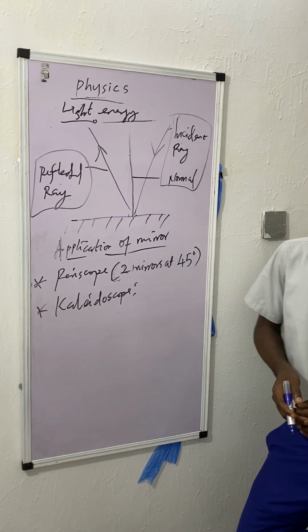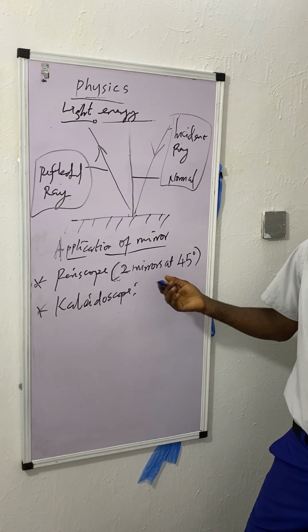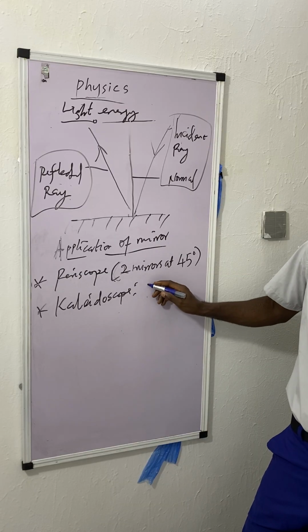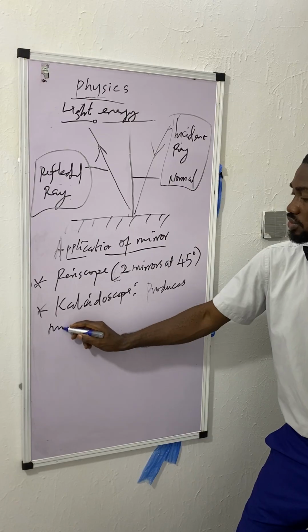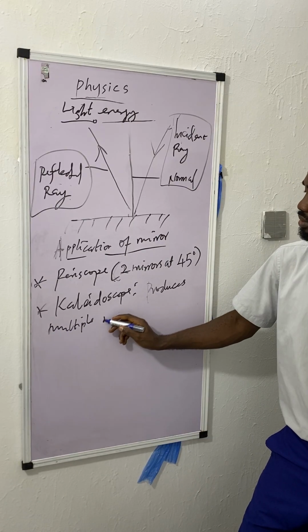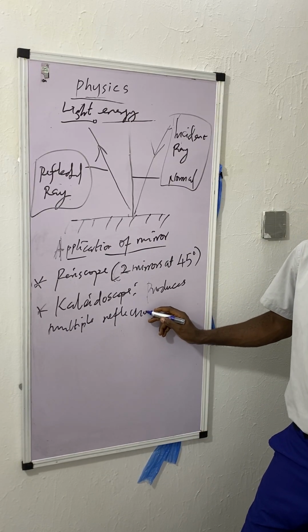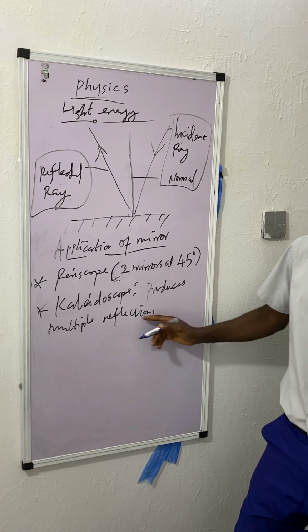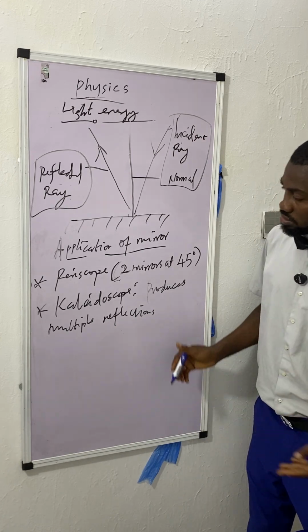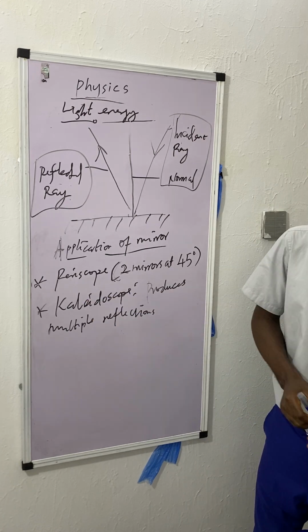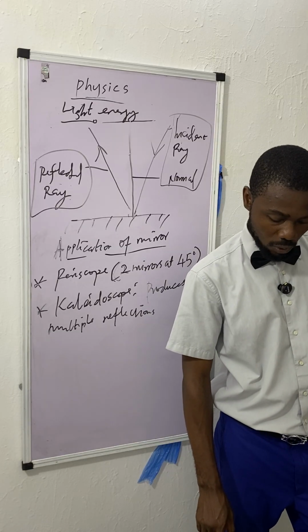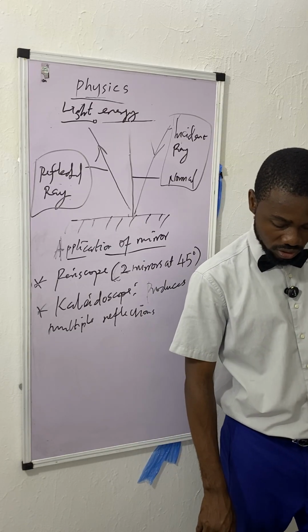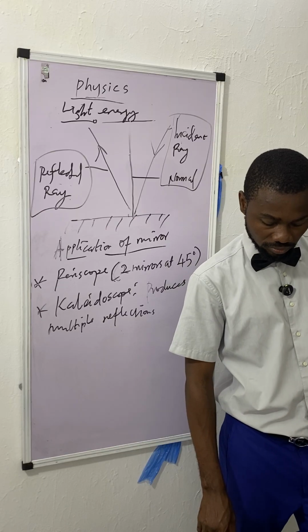Kaleidoscope produces multiple reflection, because it has more mirrors in it than periscope. We also have sextant used for navigation, but let's forget about that one. Just know periscope and kaleidoscope. Those are the most commonly repeated.